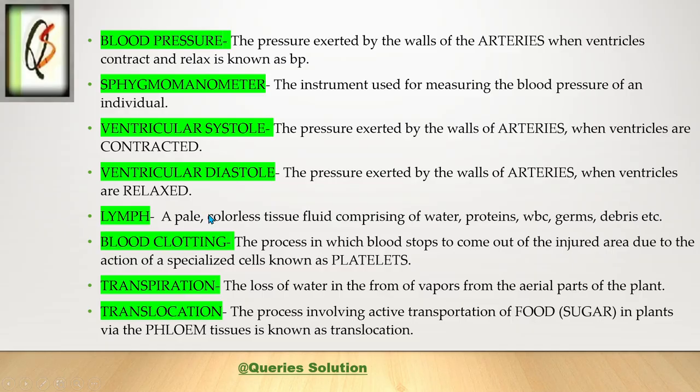So lymph is a pale colorless tissue fluid which comprises mainly of water, proteins, the white blood cells, a very important part, germs, debris and other various elements. That's what makes up the lymph.